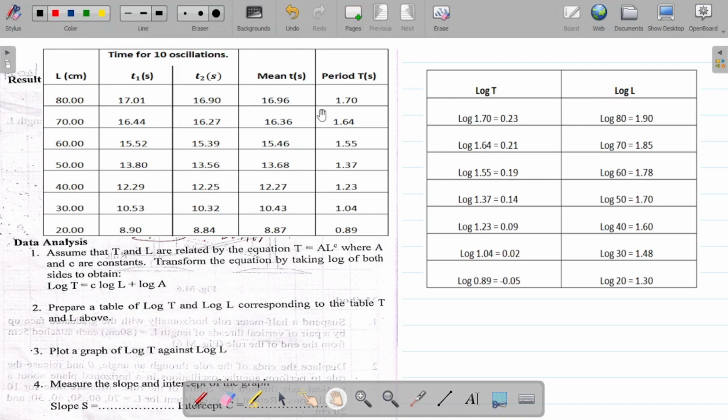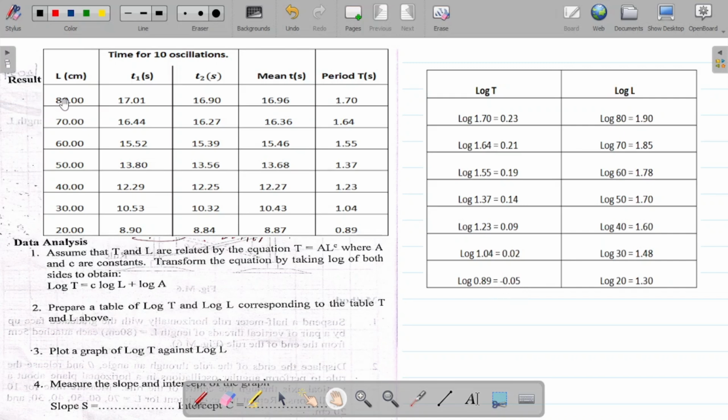So all you have to do is just to take the log of each of your period. All right, so take the log of this first one here, 1.70. You have 0.23. Please keep all of them in two decimal places. Take log of the next one there, 1.64. Log 1.64, you have 0.21. Take log of 1.55, you have 0.19. Take log of 1.37, you have 0.14. Take log of 1.23, here you have 0.09. Take log of 1.04, you have here 0.02. Take log of 0.89, you have minus 0.05. So I'm done with this.